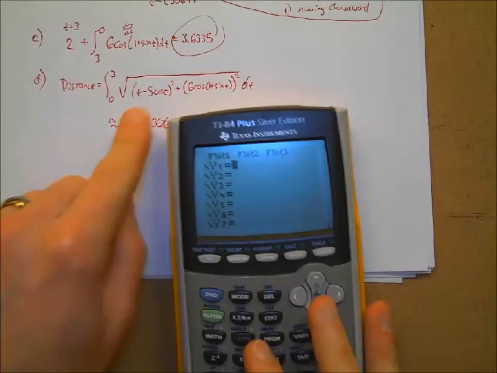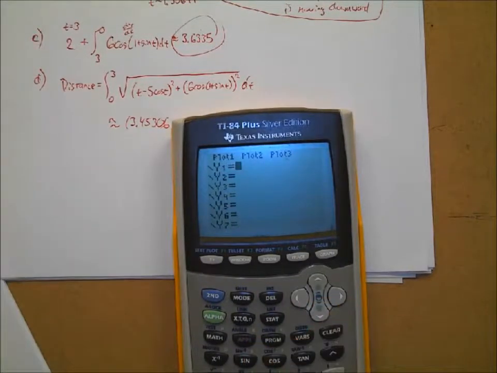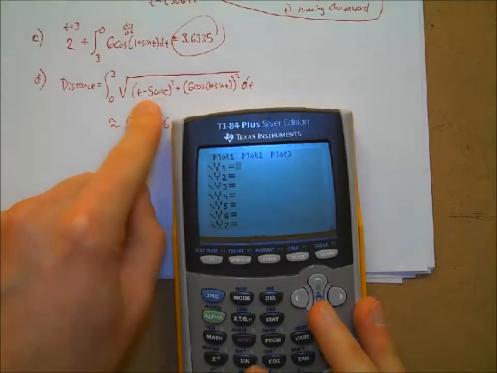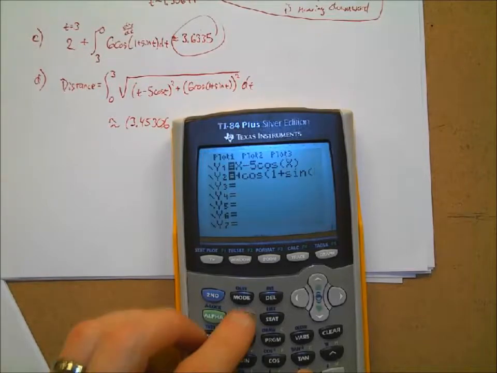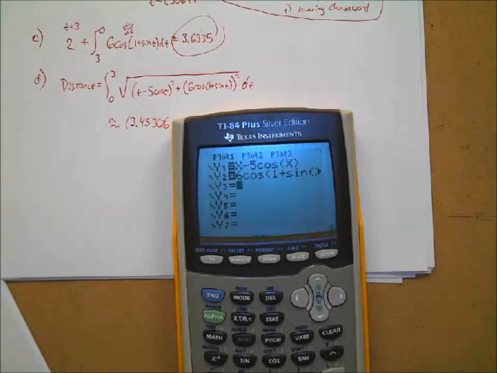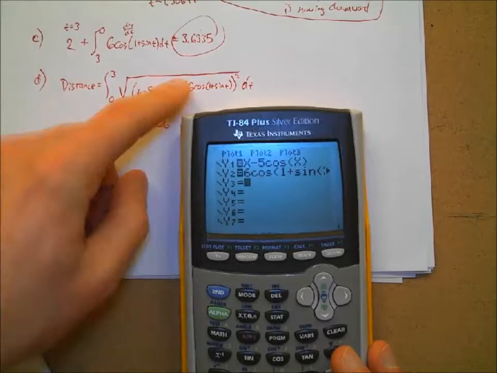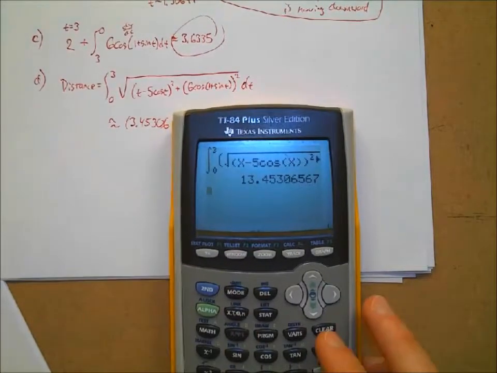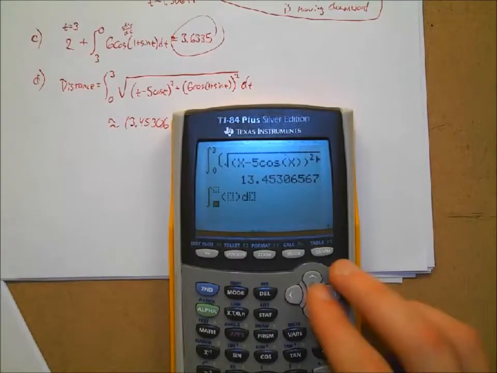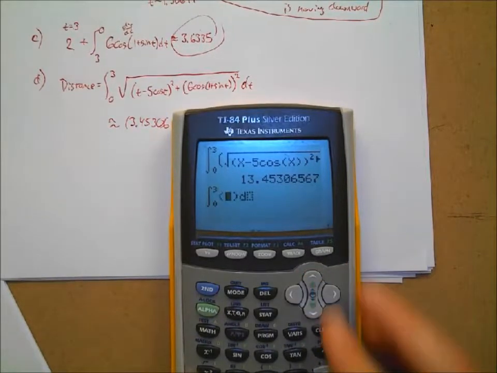We're going to be doing these more complex calculations, so what I find helpful is to take, for example, our function here, x minus 5 cosine x. I put that in y1, and I'll put the 6 cosine of 1 plus sine of x in for y2. So I take what's inside the square here and what's inside the square here and put those in y1 and y2. Then when I go to my home screen and do math 9, I want to integrate from 0 to 3, I can do the square root.